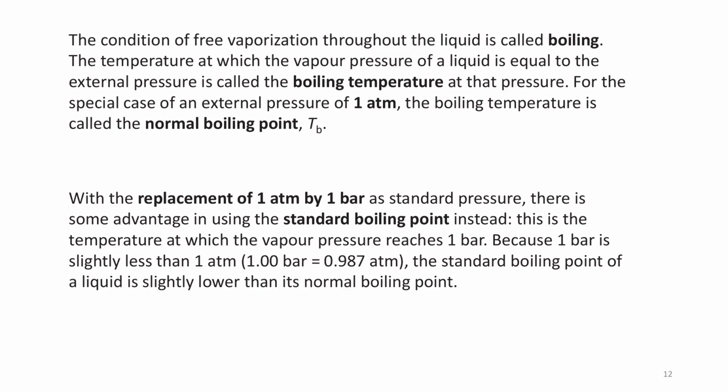Modern standard state conventions often use 1 bar instead, giving the standard boiling point. 1 bar is about 0.987 atmospheres, so the standard boiling point is slightly lower than the normal boiling point. The distinction is small but conceptually important. A boiling point is never an intrinsic temperature without qualification. It is a transition temperature at a stated pressure.